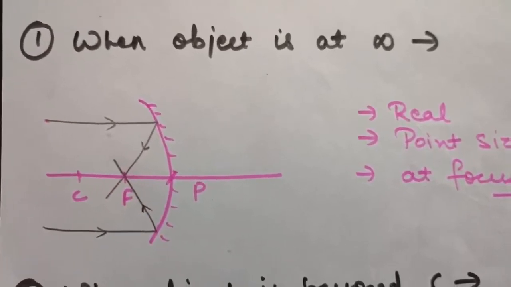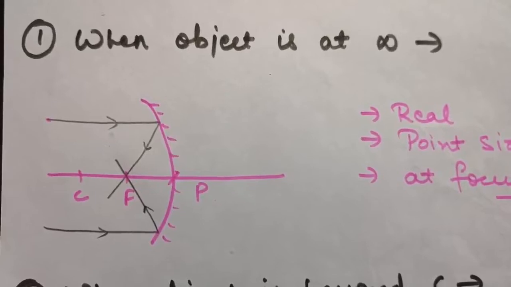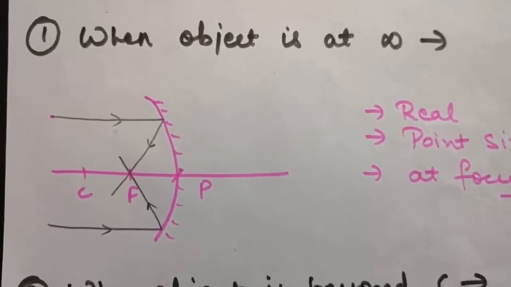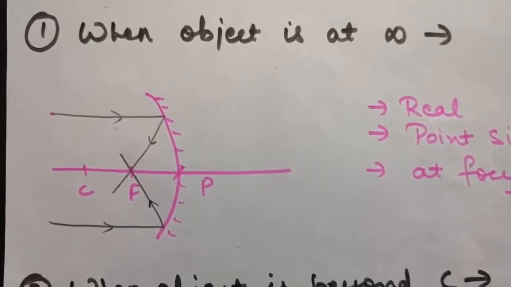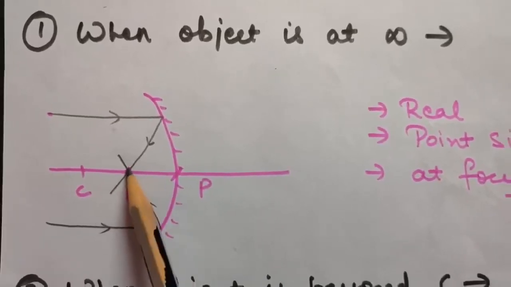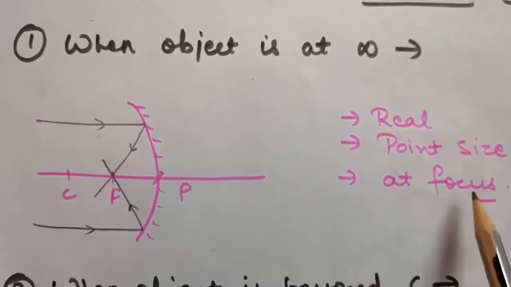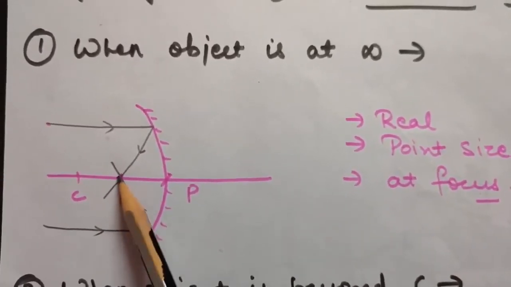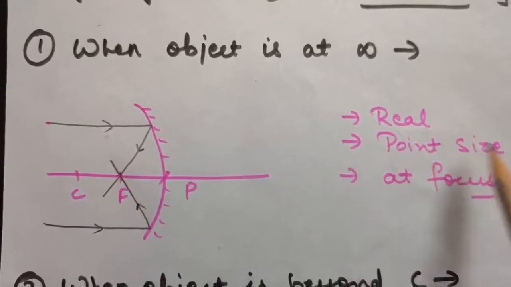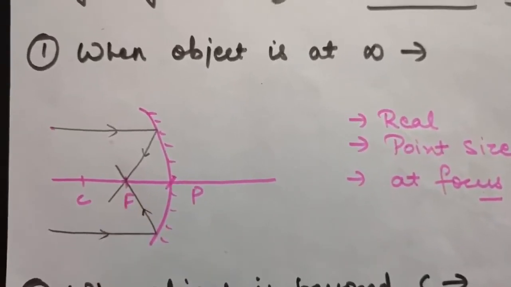And one more thing, always remember the point of intersection of reflected rays is the point where image will be formed. So in this case, these are the reflected rays and they are intersecting at this point. That means in this case, image will be formed at focus. It will be a very small size image, or you can say point size image, and it would be real as well because the rays are actually meeting.